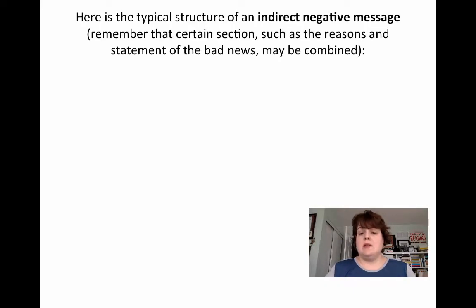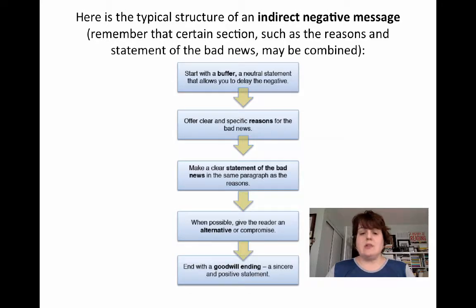So here is a typical structure then, using that 5-part layout for an indirect negative message. And again, just like with persuasive messages, sometimes you can combine some of these sections, particularly the section where you provide specific reasons for the bad news, and then the statement of bad news itself. We can combine those into one paragraph. So you could have 3 paragraphs in a negative message. You could have 6 paragraphs. You could have 10 paragraphs, depending on how much information you have. But these, again, are the 5 sections that you would want to make sure you covered in your message.